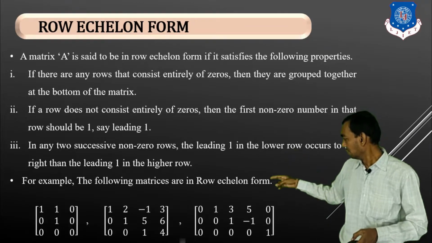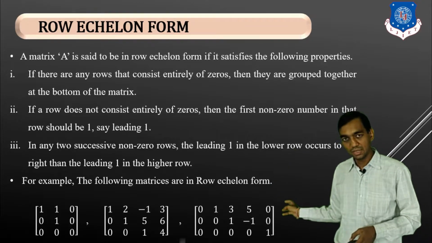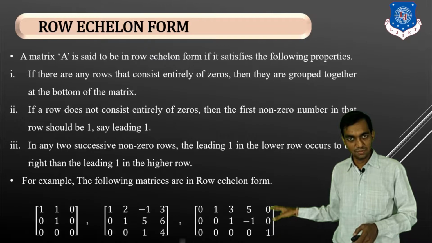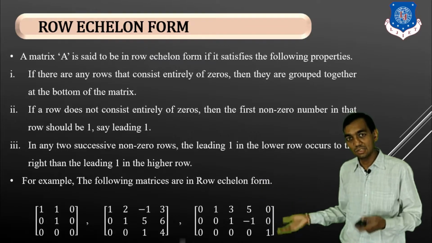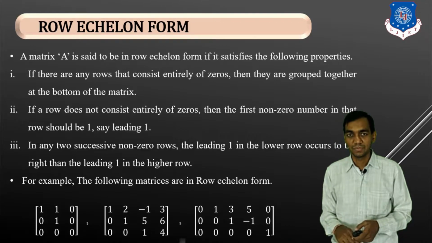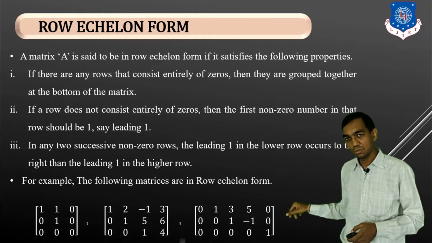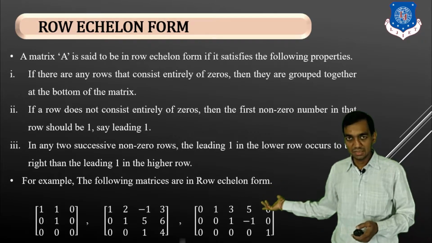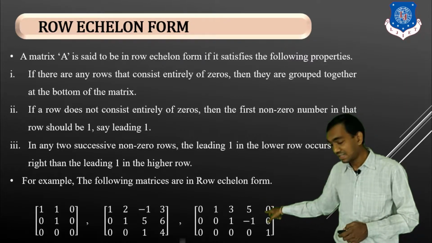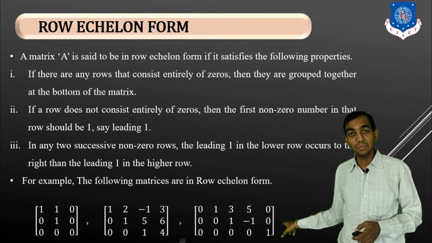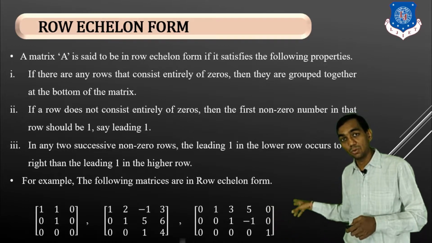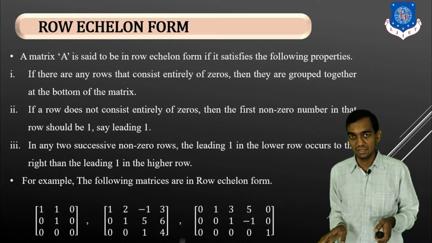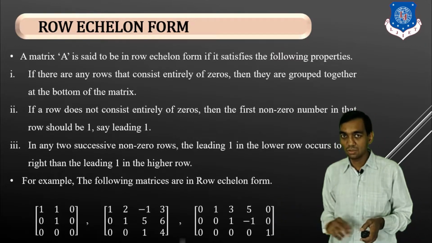The first one is 1 1 0, then 0 1 0, and 0 0 0. See here, the last row is a zero row. That is the first condition: if there is any zero row, then it must be at the bottom. Second condition: each non-zero row has a first non-zero element 1. In the first row, the first element is directly 1. But in the second row, the first element is 0 and then the second element is 1. So whatever the first non-zero element is, it must be 1. Zero elements are not considered. So the second condition is also satisfied.